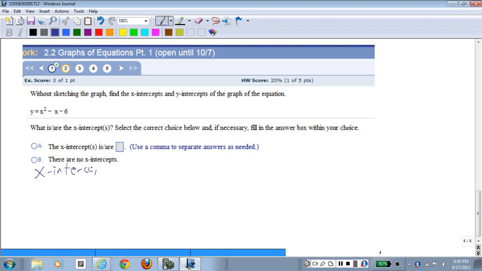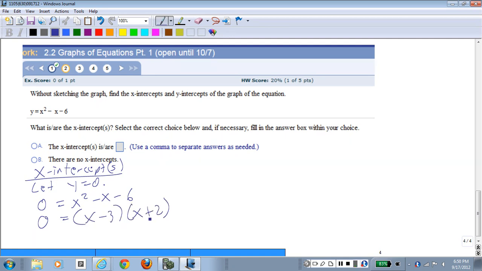X-intercepts. There are a couple of them, or there could be. Let y be 0, so 0 equals x squared minus x minus 6. Can we factor it? Negative 3, so x minus 3 times x plus 2.